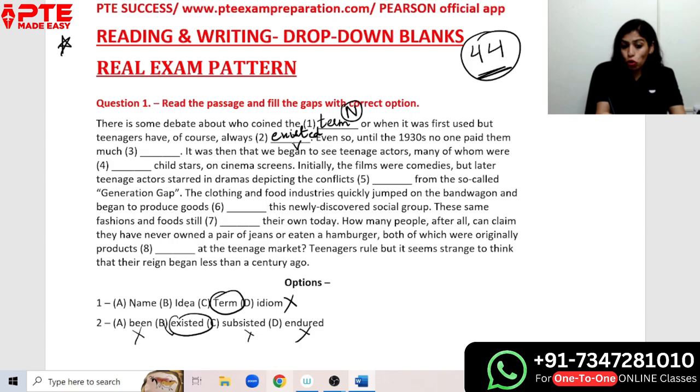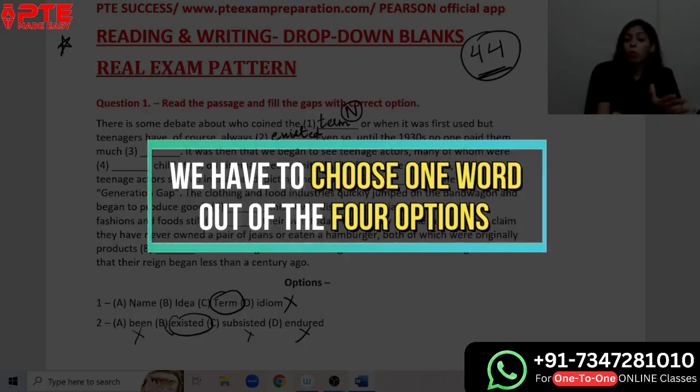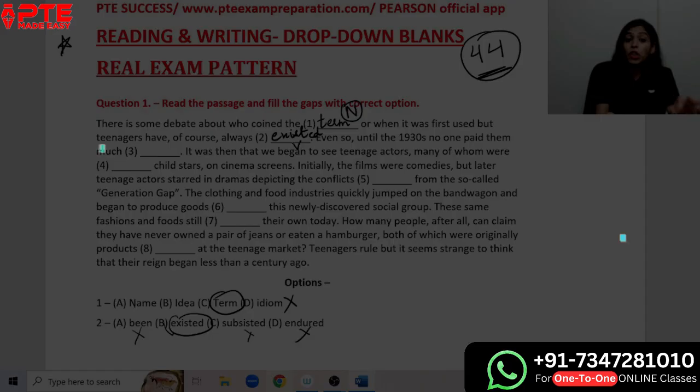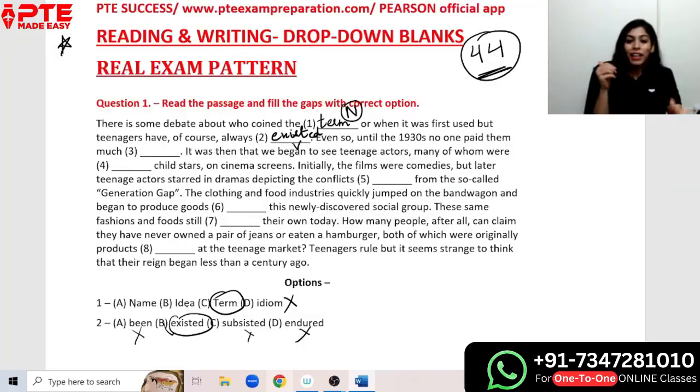All the four forms are verbs. So we have to choose one verb form out of the four options. We had to choose one noun form out of the four nouns. This shows that these particular drop down blanks are totally genuine and authentic. Coming to the third blank.